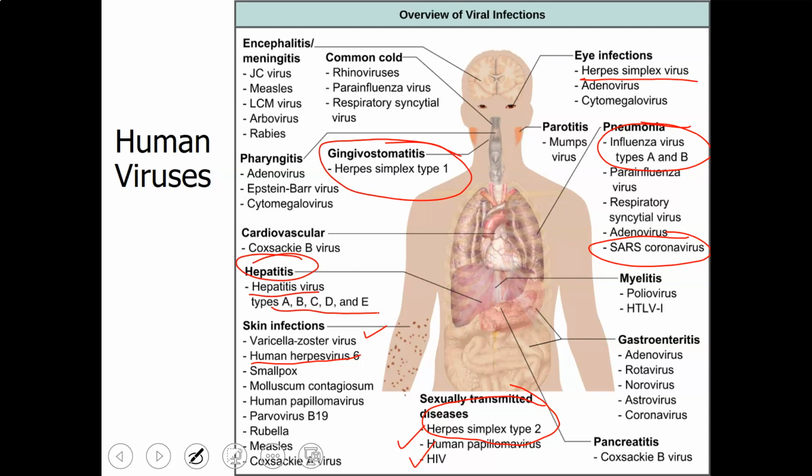The common cold is typically caused by a rhinovirus, but as you can see, parainfluenza and respiratory syncytial virus can also cause the common cold. Pharyngitis is inflammation of the throat, and Epstein-Barr virus is the one that causes mononucleosis. And then you can also see that one type of coronavirus can cause gastroenteritis, which is inflammation of the GI tract.